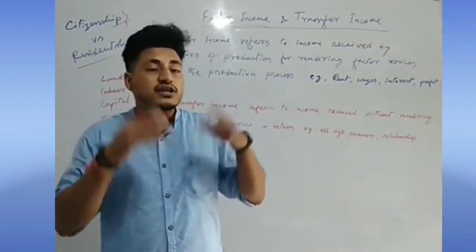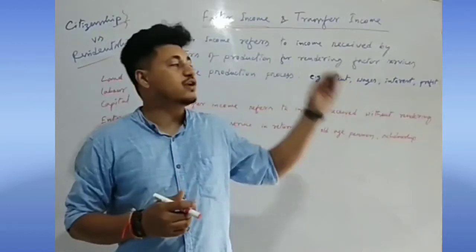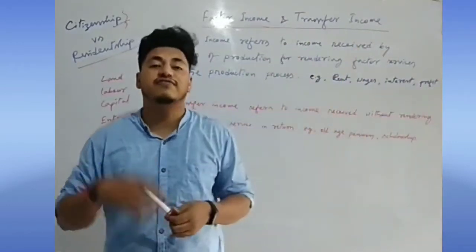Similarly, land. We use a certain amount of land. What do we have to give to the owner? We have to give rent to the owner. So this is known as factor income.